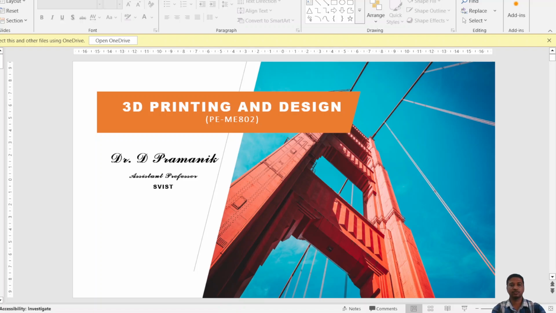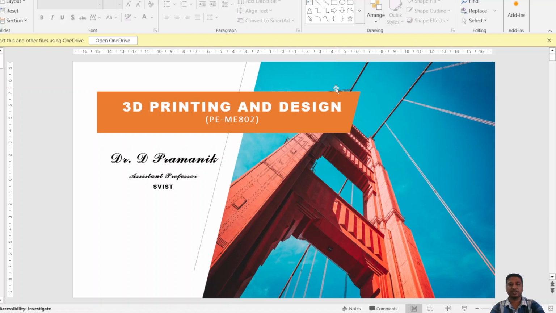Hello friends, today we are discussing our seventh lecture, the topic is toolpath generation. Toolpath generation is a critical step in additive manufacturing that involves converting a 3D model into a set of movement instructions for the printer. These instructions determine the path followed by the printhead or nozzle to deposit the material in a layer by layer fashion.